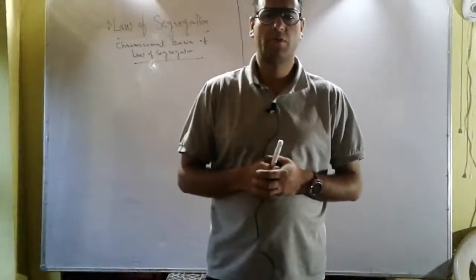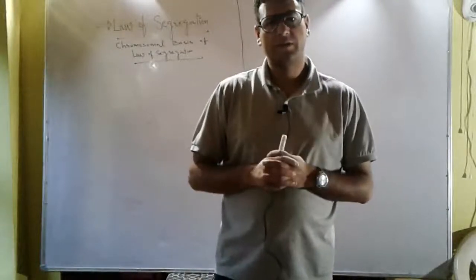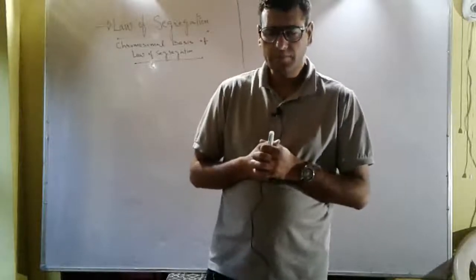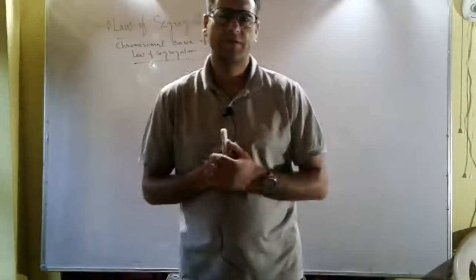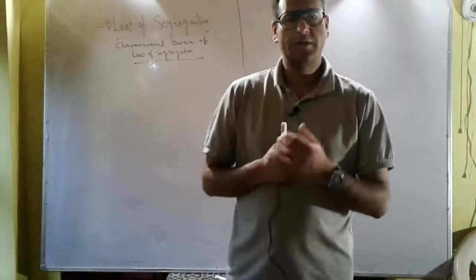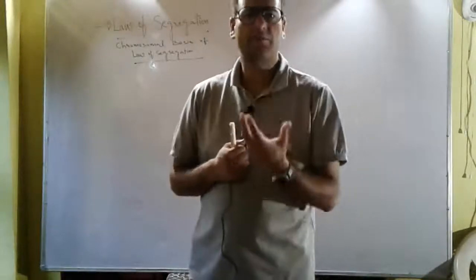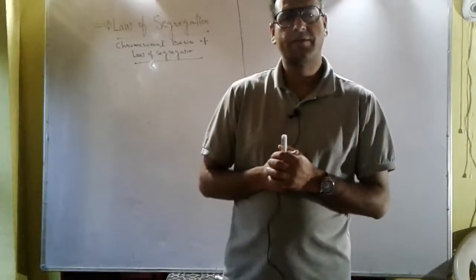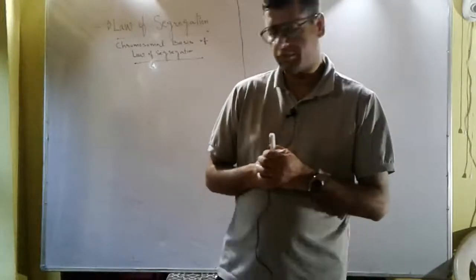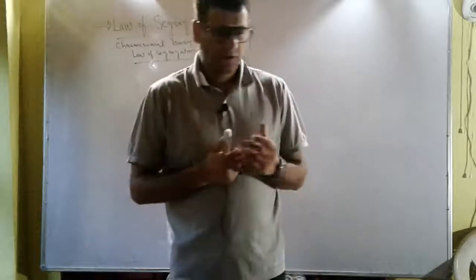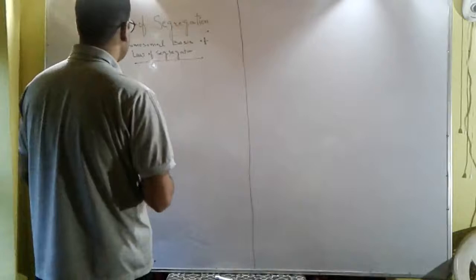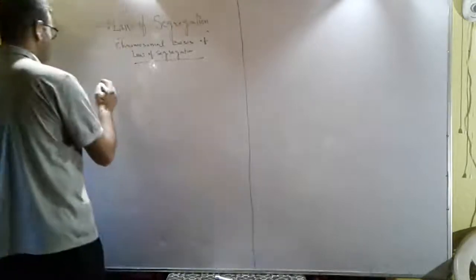Today we'll talk about the law of segregation and the chromosomal basis of the law of segregation. We know, what is the law of segregation? The law of segregation is that at the time of gamete formation, the two alleles of a gene separate. So we have this chromosomal basis of the law of segregation.